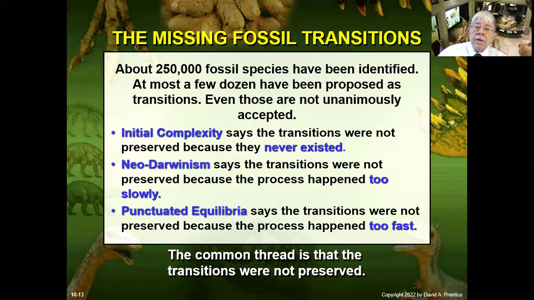So, initial complexity creation says the transitions were not preserved because they never existed. Neo-Darwinism, slow, steady, gradual, says the transitions were not preserved because the process was too slow. Punctuated equilibria says the transitions were not preserved because the process was too fast. The common thread is that the transitions were not preserved.